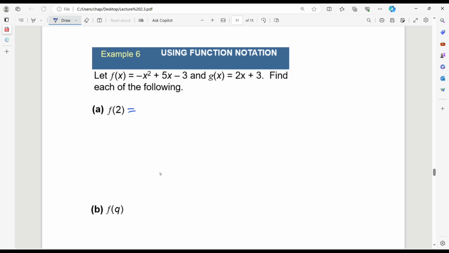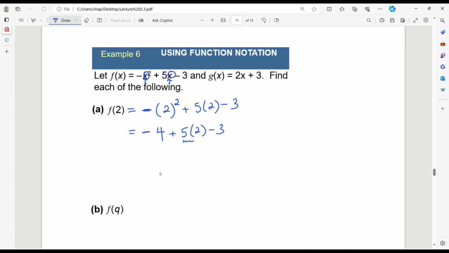And what are we doing here? We're going to plug in a 2 every single place we see an x for the f function. So this is negative (2) squared plus 5 times (2) minus 3. Again, every single place we see an x, we're going to replace those with parentheses. There was a negative in the front, so make sure you bring that down. We'll do our exponents first. Negative 2 squared, that gives me a negative 4. The 2 only affects the 2 and not the negative, and that's why it remains negative.